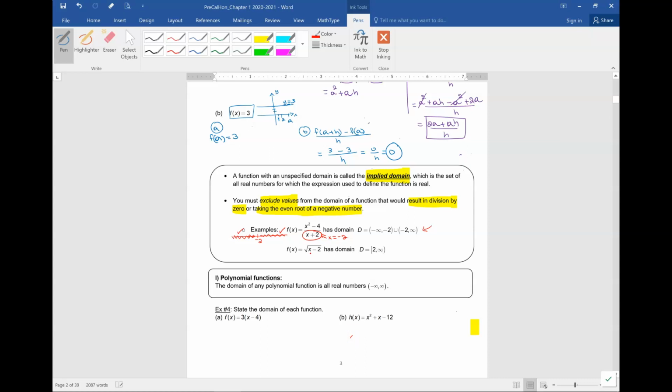When we talk about root x minus 2, we need to make that function such that this number inside is always positive, right? X minus 2 should always be greater than or equal to 0. So x should always be greater than or equal to 2, which means the domain is 2 to positive infinity.